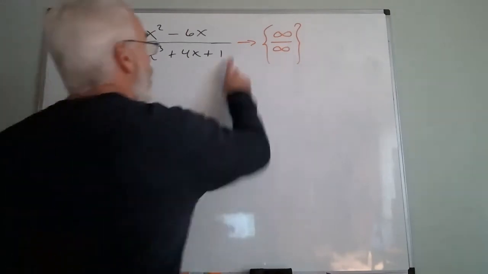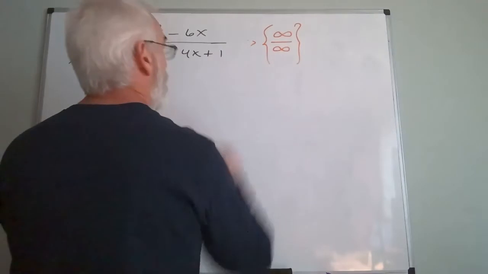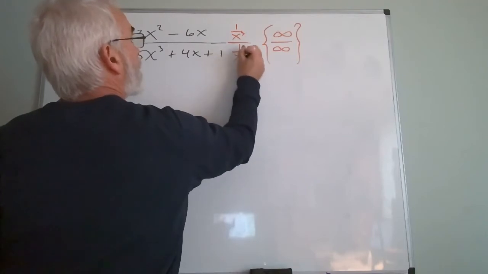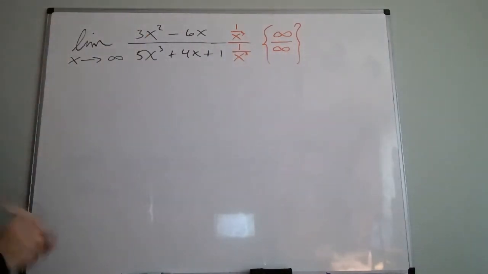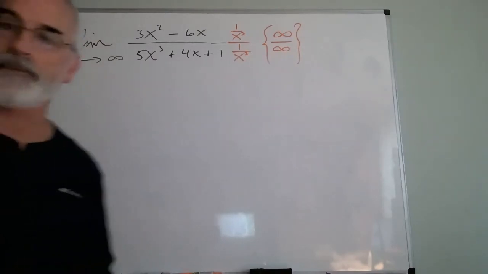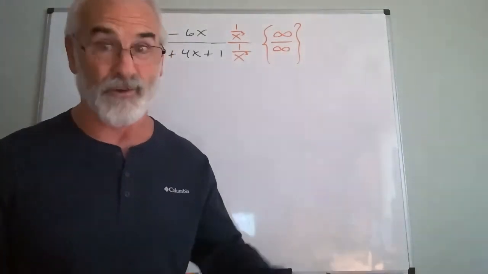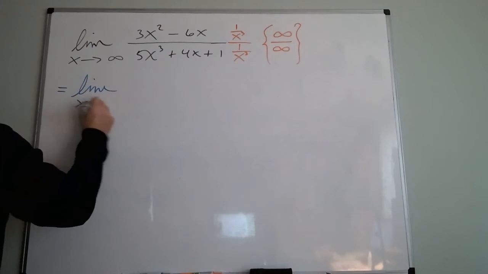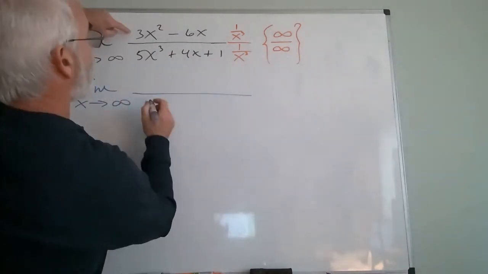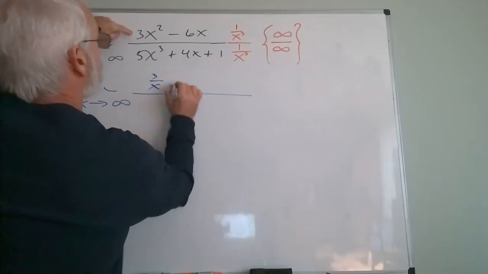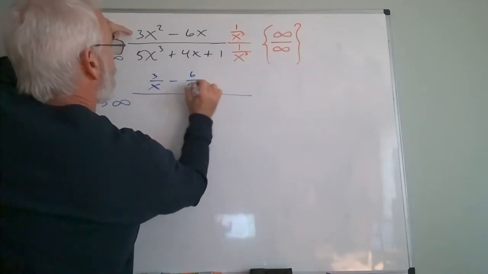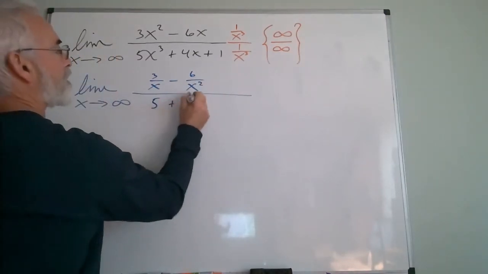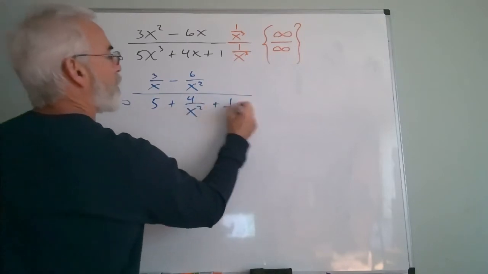If I multiply numerator and denominator by 1 over x cubed, which is a legal move. You can never multiply or divide by something that can potentially be 0. x is not potentially 0. Remember, x is growing. What will this give me? Well, on top, it would give me 3 over x minus 6 over x squared. On the bottom, it would give me 5 plus 4 over x squared plus 1 over x cubed.